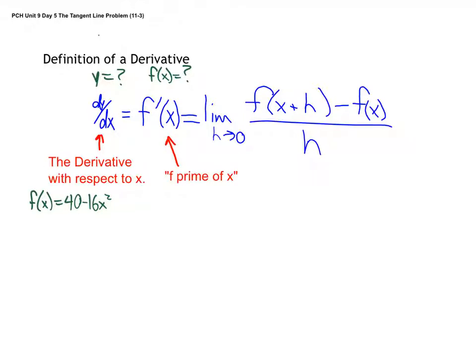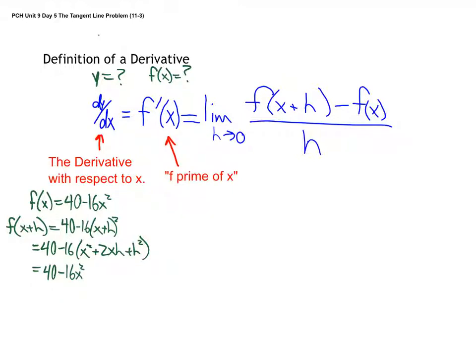Now, if I wanted to find the limit as h approaches 0 of f of x plus h minus f of x over h, then one thing I need to find is what f of x plus h is. So I have 40 minus 16 times x plus h squared. Okay? So I'm going to FOIL that: 40 minus 16 times x squared plus 2xh plus h squared. And I'm going to distribute the minus 16 as well. So 40 minus 16x squared minus 32xh minus 16h squared. Okay? So that's f of x plus h.